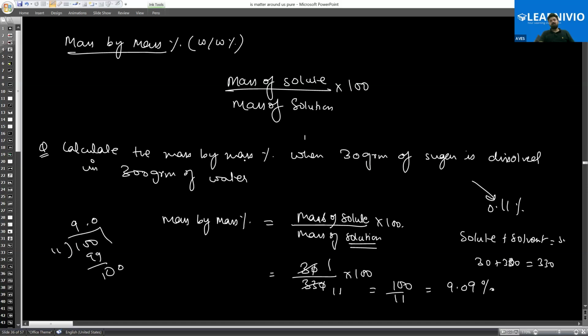So here is the question. Calculate the mass by mass percentage when 30 grams of sugar is dissolved in 300 ml of water. Please note down this question only. Fast.